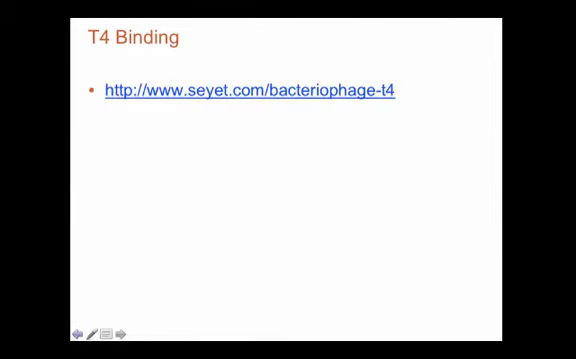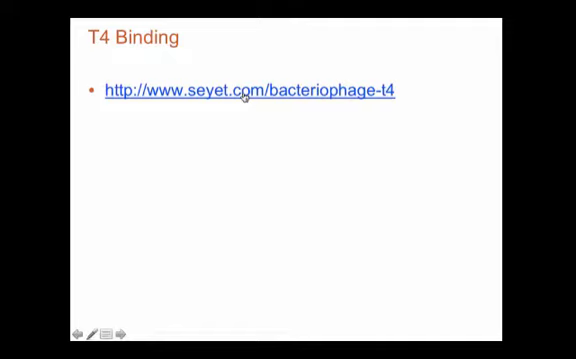T4 bacteriophage has been studied for decades. In fact, it's one of the very first bacteriophage to be studied on a very regular basis. Your book says that the T stands for tail. That's wrong. It actually stands for type, because this is the type 4 of the bacteriophages that they were looking at. How do they know what type it was? By looking at what kind of plaques it formed. So this was the fourth kind of plaque that this particular virus was working with.